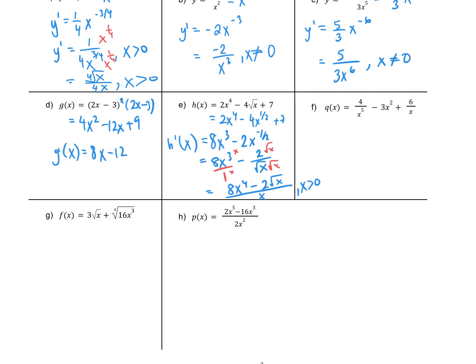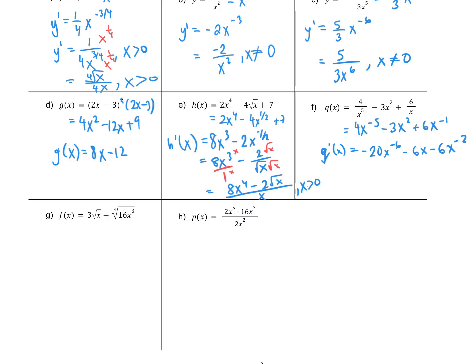Next one, I'm going to clean this up to 4x to the negative 5 minus 3x squared plus 6x to the negative 1. And now I'll take the derivative. Negative 20x to the negative 6, just be careful with those negative exponents, minus 6x, subtract 6x to the negative 2. Okay, and now we'll bring them down into the denominator, get a common denominator, and write our restriction.